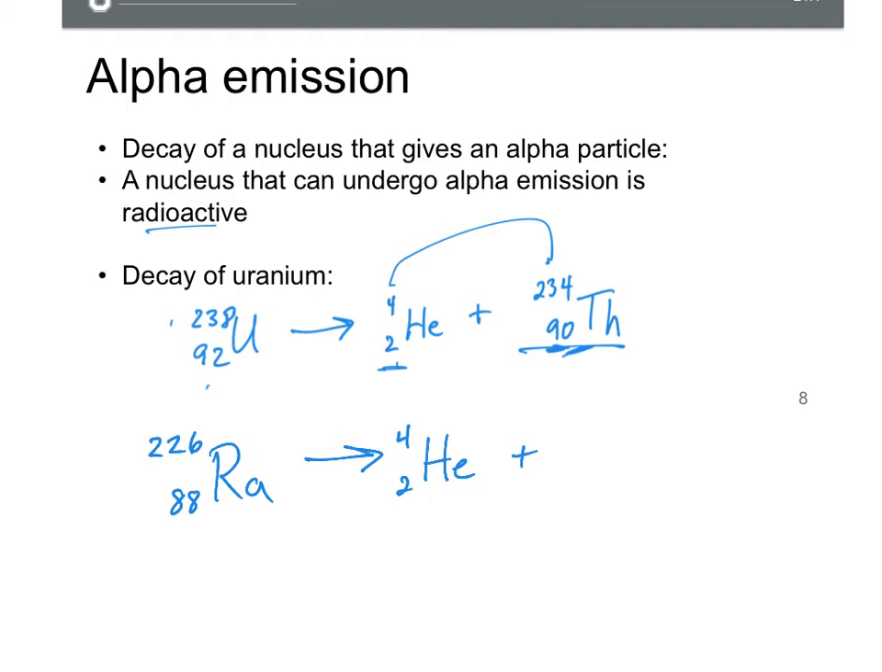All right, so you should end up with the element with the atomic number 86, which is radon, and we'll have a mass number of 222. So everyone see how that comes about? All right.